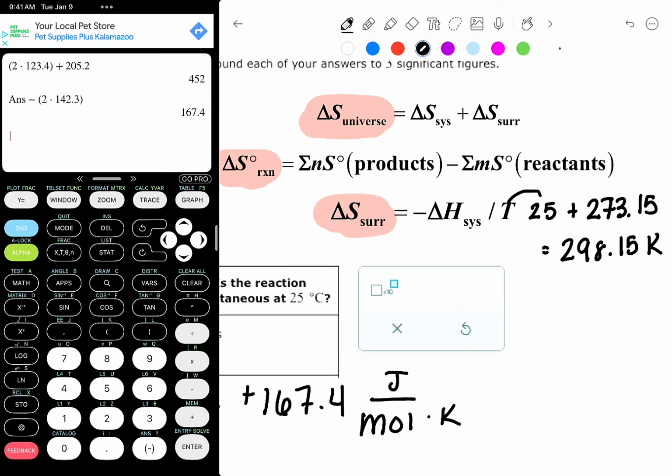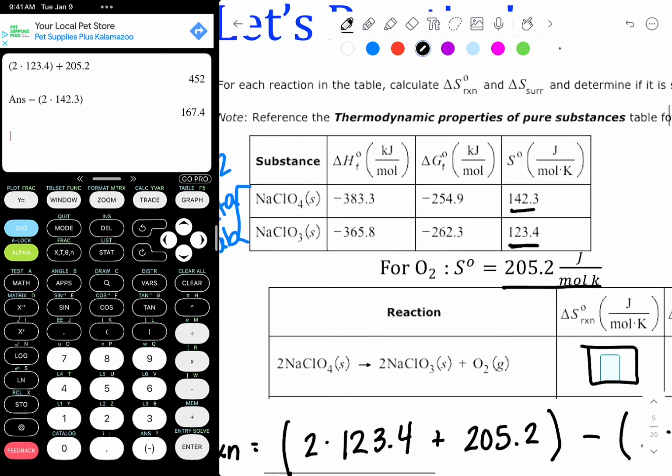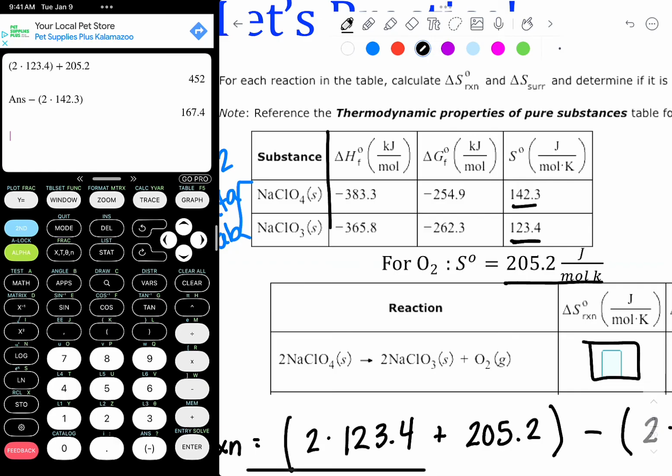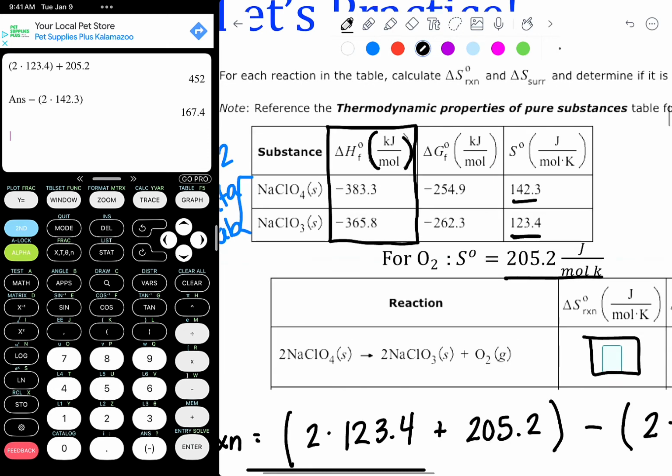Now in order to find delta H of the system, we're going to do the same thing that we did with delta S of the system, except we're now going to use our values in the delta H column. And we have to note here that our units are in kilojoules per mole. So we are going to have to convert that.